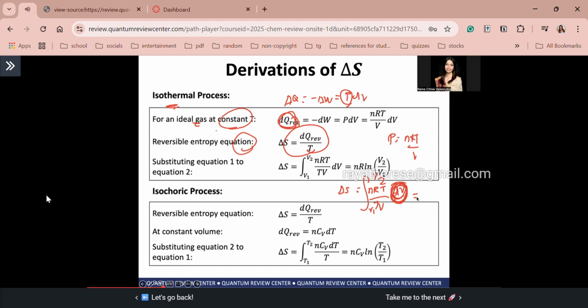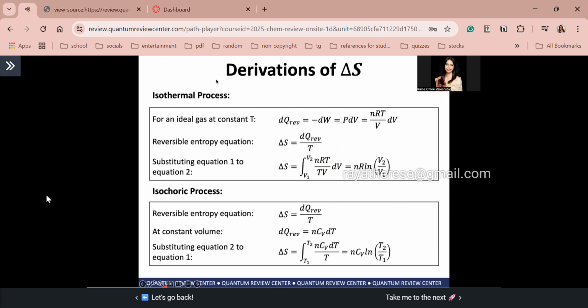When we solve that, guys, we get nR ln V2 over V1. Okay? So, ginawa ko, guys, kinancel ko si T, tapos nilabas ko si nR. Now, we have to get the integral of 1 over V dV. O ano, guys, ang integral ni 1 over V dV, that is ln V, right? And then we get ln V2 over V1 since the integration is from V1 to V2. Okay? Gets ba, guys? So, delta S is equal to nR ln V2 over V1.